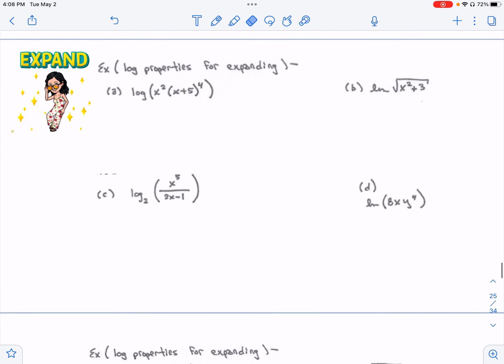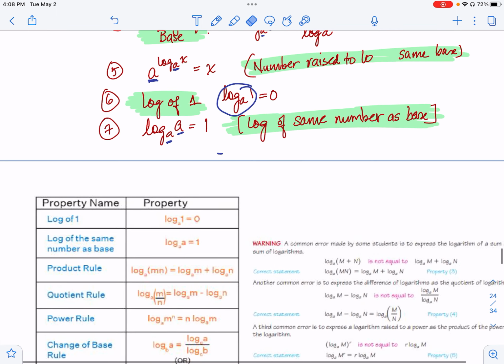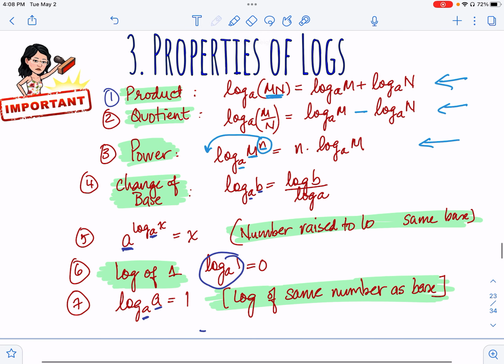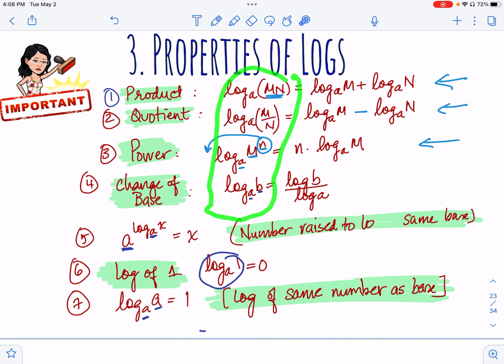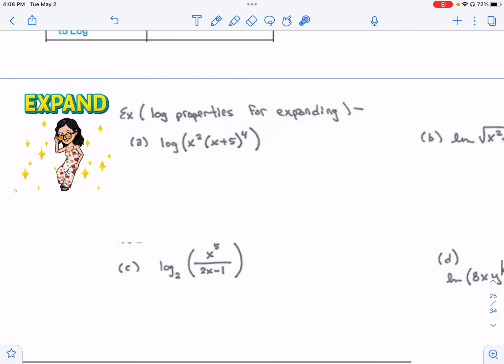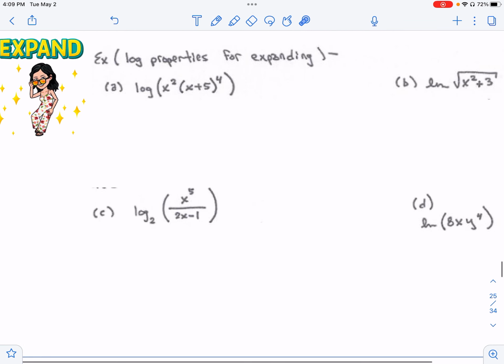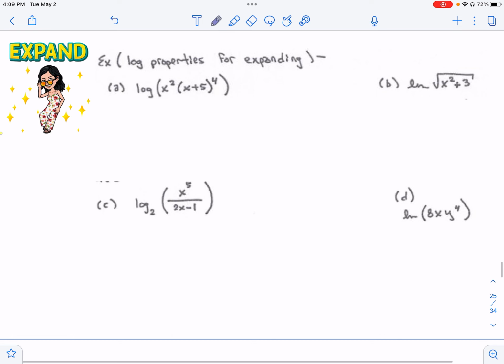Here we go. Before I start, also know that all of the left-hand side is the condensed side, versus the right-hand side of the formulas, which is the expanded version. So going from left to right, we are expanding. Going from right to left, we are compressing. And that's what this question says. It says, use the log properties to expand them.